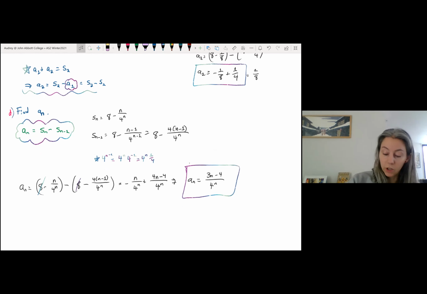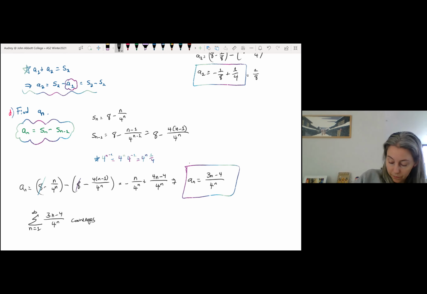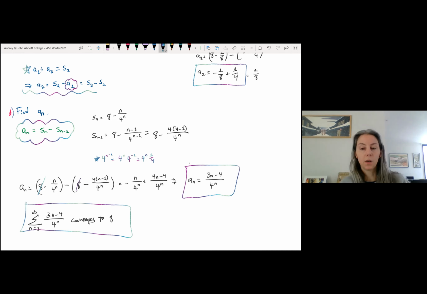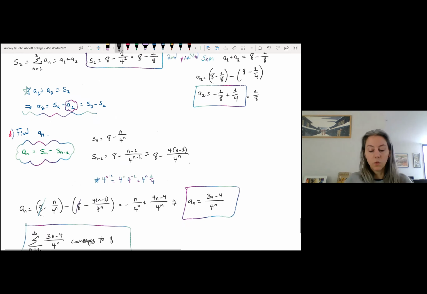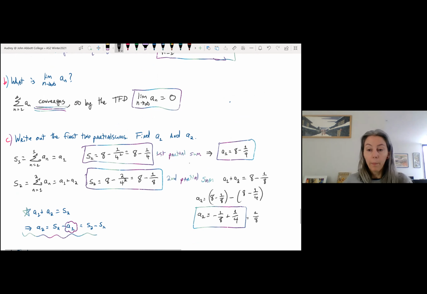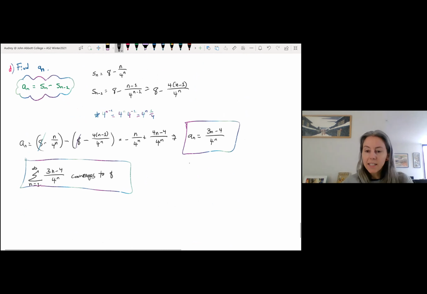So basically what we've just seen is that the series n equals 1 to infinity of 3n minus 4 over 4 to the n converges to 8. And the limit of the sequence that's associated with that series, the limit as n goes to infinity of 3n minus 4 over 4 to the n, we can now see definitely does equal 0, like we concluded up here. All right, so that's it for partial sums.